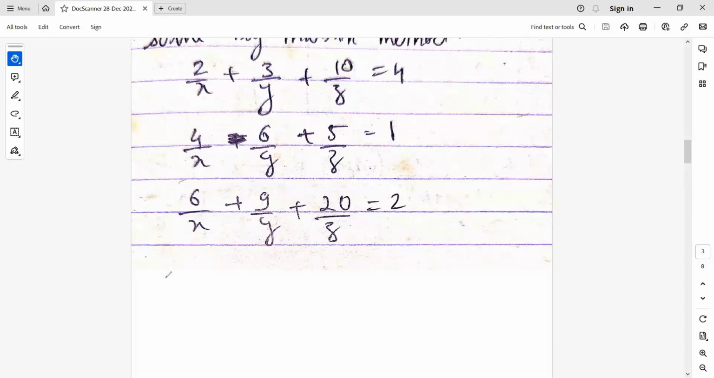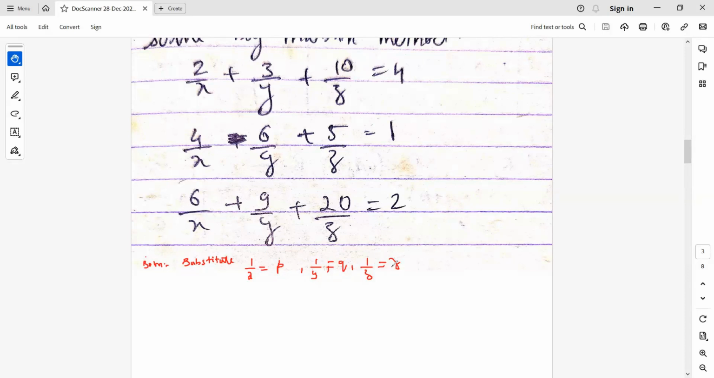So see here, the first step in the solution, we need to substitute. We are solving this example by a substitution method. What we need to substitute is, whatever 1 by x is there, you can replace it as p. Then 1 by y, you need to replace it as q, and 1 upon z we need to replace it as r. So 1 by x, 1 by y, and 1 by z.